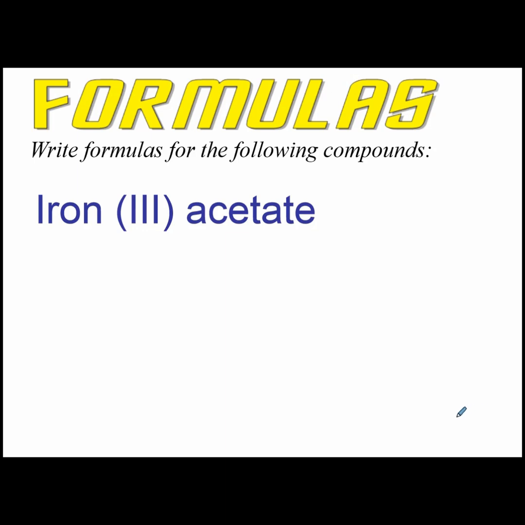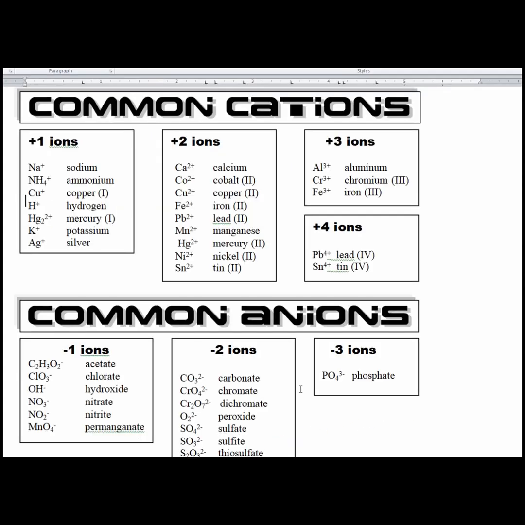So iron is a metal. Acetate, there's no such thing on the periodic table. That tells us that this is an ionic compound. So if we look through the common cations list, we see yes, there is an iron 2, and there's also an iron 3, so both. And then acetate is in the -1 column.